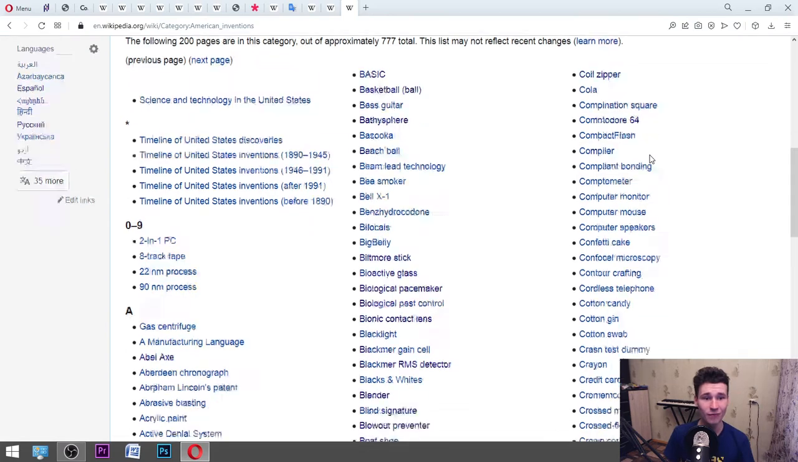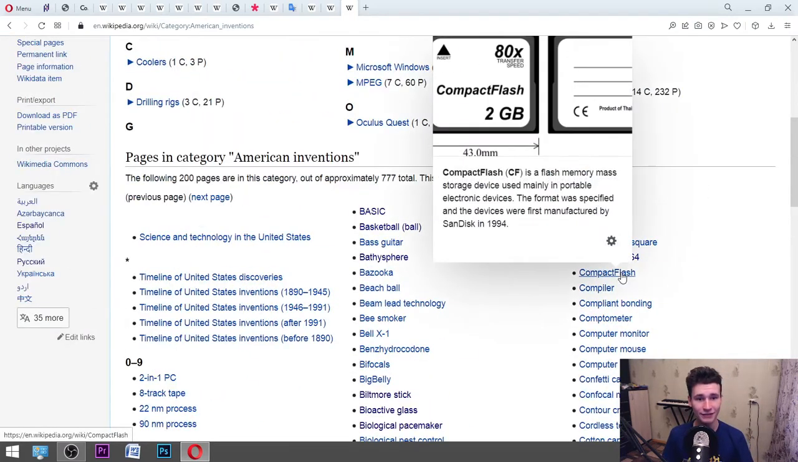Maybe. Okay, compact flash also we have. The CF is a flash memory mass storage device used mainly in portable electronic devices. Oh, we use this in a camera. CF, yes. And also we can use some of the cards and other types, and also some of the miniature things. And okay, it is a memory, electronic device, but it is a mass storage device. Flash memory mass storage device, okay.